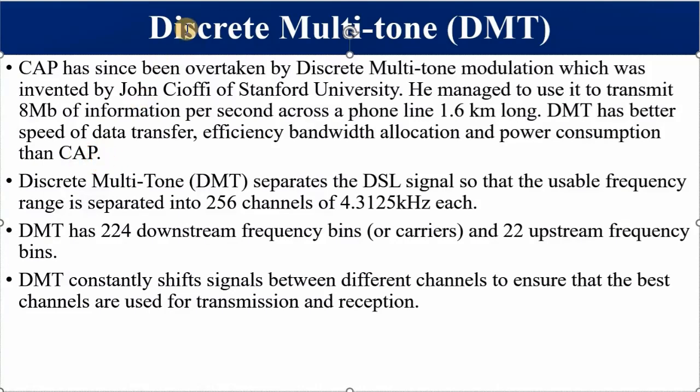More detail of discrete multi-tone, DMT: we are saying it separates our ADSL line into 256 channels, each of 4.3125 kilohertz. And of these 256 channels, obviously because we want more downstream speed, 224 of the 256 channels are reserved for the downstream channel and the remainder for the upstream channel. This explains why download speed is higher than upload speed.